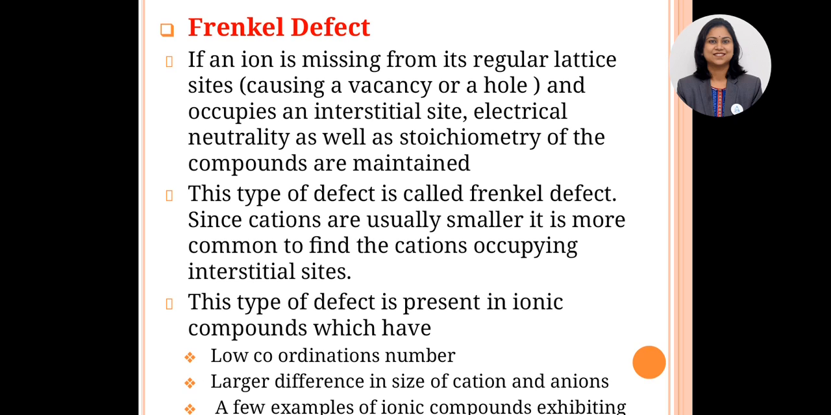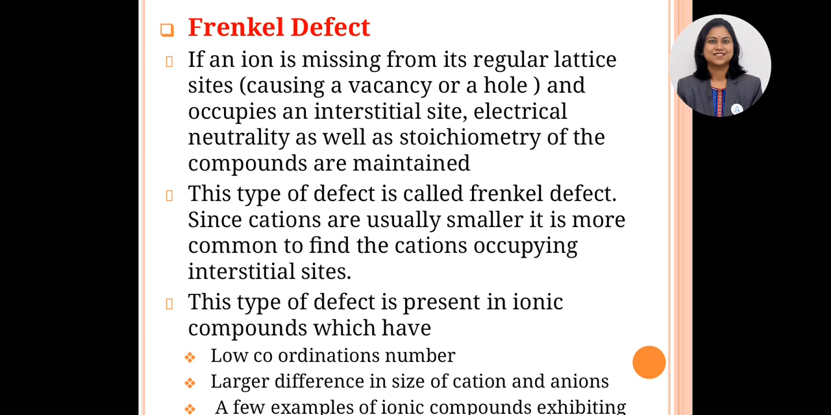Fourth, Frankel defect. If an ion is missing from its regular lattice site, causing a vacancy or a hole, and occupies an interstitial site, electrical neutrality as well as stoichiometry of the compound are maintained. This type of defect is called Frankel defect. Since cations are usually smaller, it is more common to find the cations occupying interstitial sites.